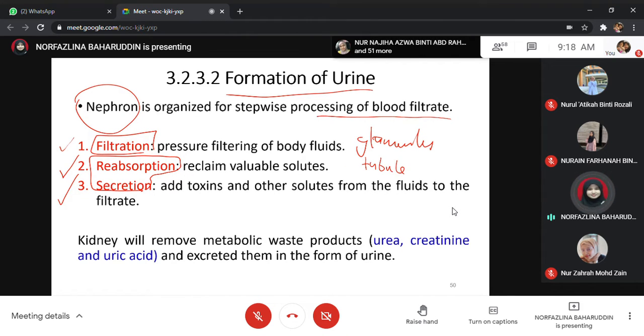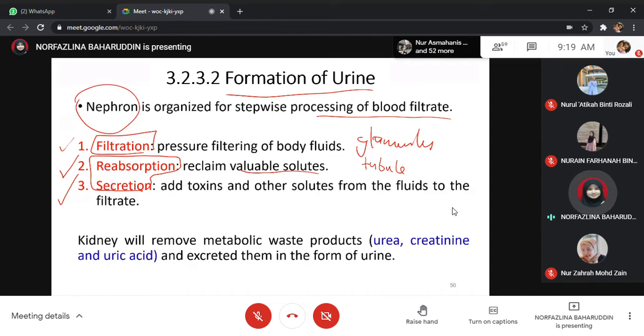Apa jenis tubule tadi? You have two types: proximal convoluted tubule and distal tubule. Both involve with reabsorption and secretion. Reabsorption maksudnya you want to reclaim whatever valuable solute. Apa-apa yang penting for your body, you kena reabsorb balik. Maksud reabsorb tadi, dia akan masuk balik ke dalam your blood capillaries, yang peritubular capillaries tadi.